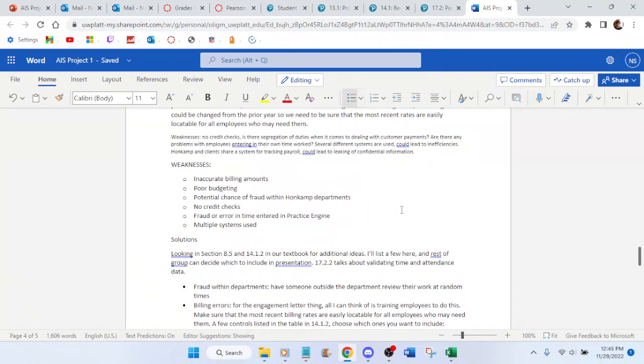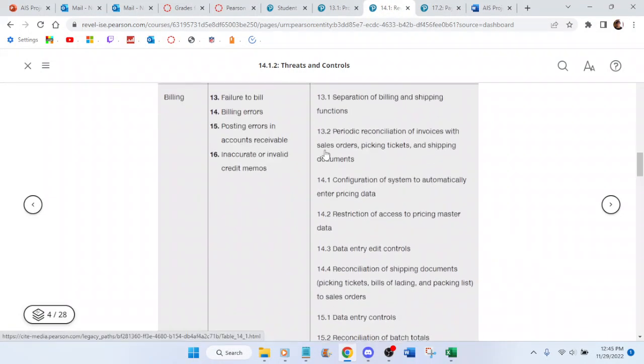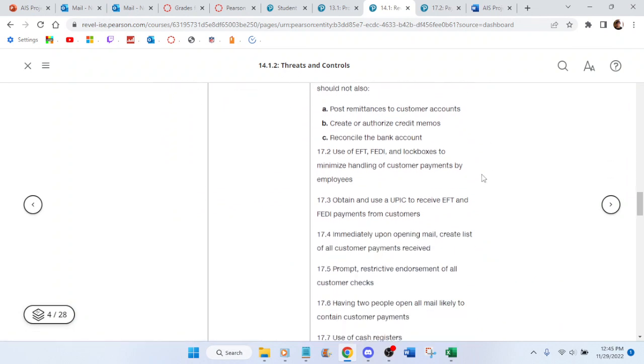Poor budgeting, potential chance of fraud within the departments. Poor budgeting. I don't know what to do for poor budgeting. Poor budgeting is a threat. So running out of cash seems to be a problem. If it's poor budgeting, that must mean you're running out of cash, that's usually what happens when you have poor budgeting. That's kind of a threat here, like cash collections, cash flow problems. We have cash flow problems.